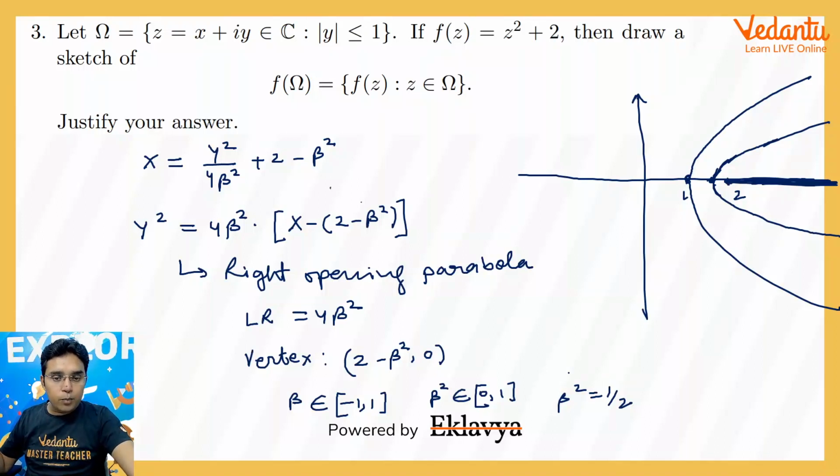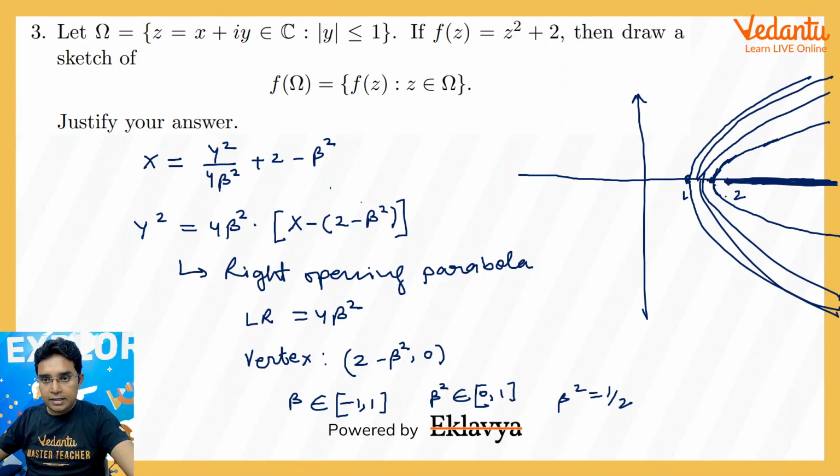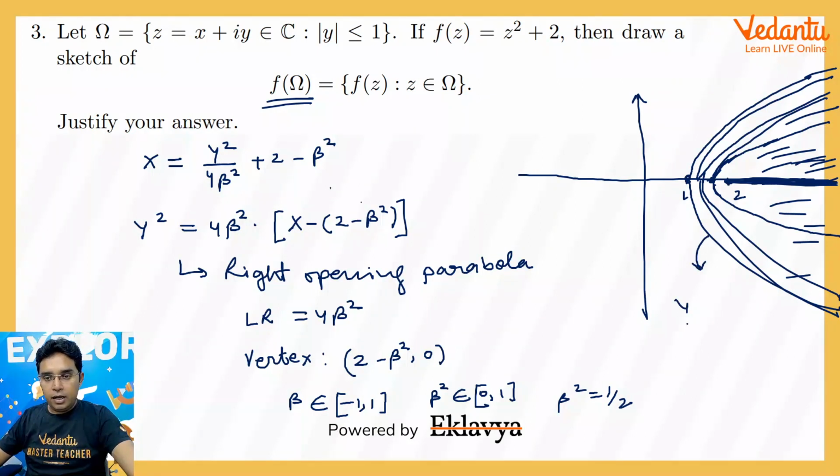Now if I try to plot all the betas from -1 to 1, beta square will be from 0 to 1. You can see the vertices will be lying here to here and the parabolas will be lying like this. So all the region lying inside this parabola, inside meaning where the focus of a parabola lies, is where my region will be for this f(Omega). f(Omega) would be the inside of this parabola. In fact, we can give the equation of this boundary parabola, that will be y square equal to 4 into (x minus 1). So that is the answer for this question. Interesting question.